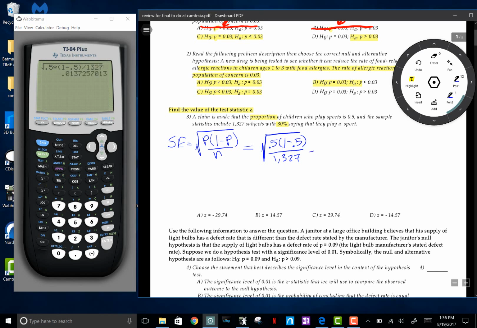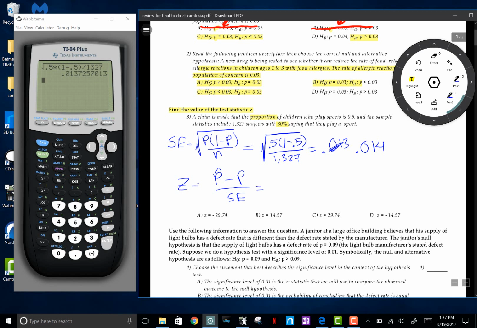For this one, it's good if we go to 3 decimal places. Instead of 0.013, let's actually do 0.014, since we can use the 7 to round the 3 up to 0.014. So that's the standard error. Once we get that, we're going to get the z value by using this formula, where we do p hat minus p, all divided by standard error.